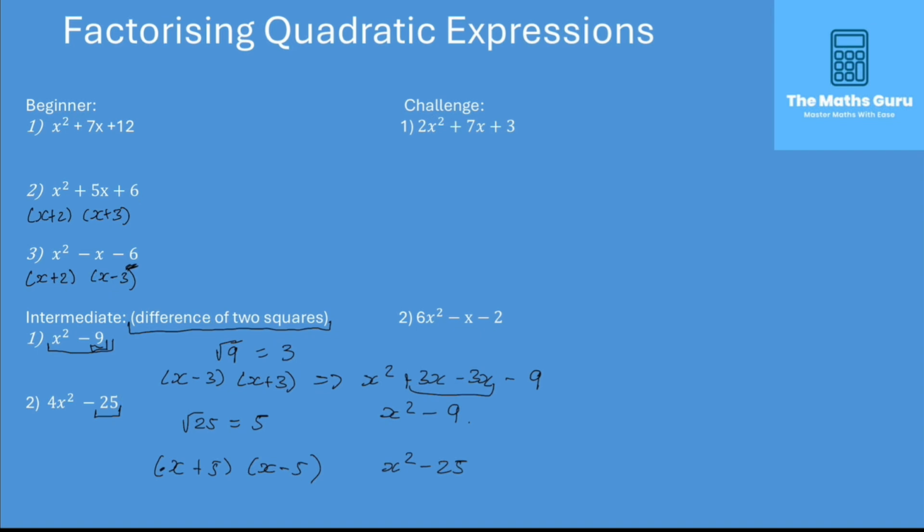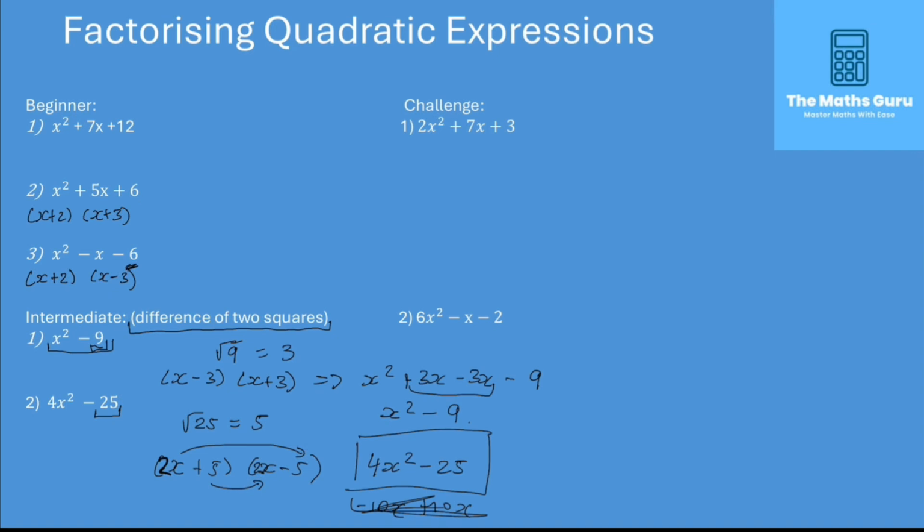So we put in our 2 and 2 here, and we say, okay, 2x times 2x is our 4x squared. Then 2x times minus 5 is minus 10x. Then 5 times 2x is plus 10x. So you can see the middle terms still cancel out. And that is our final answer.